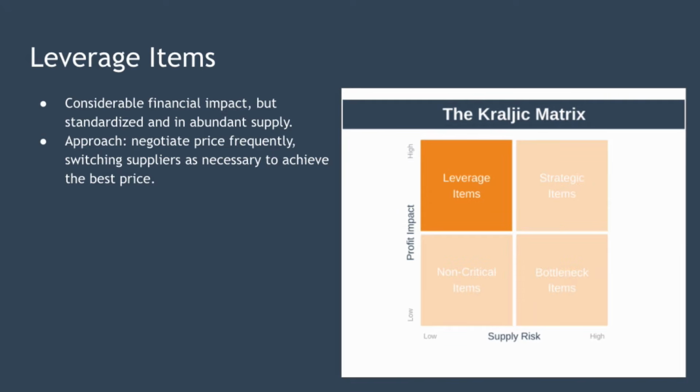So the next quadrant is leverage items. These items have a considerable financial impact on your organization. However, they are standardized goods in abundant supply with little supply risk. Now, the purchasing strategy you should use for these items is to negotiate hard and negotiate frequently, switching suppliers as necessary to achieve the best price. Aim to make the most of any bargaining power that you have.